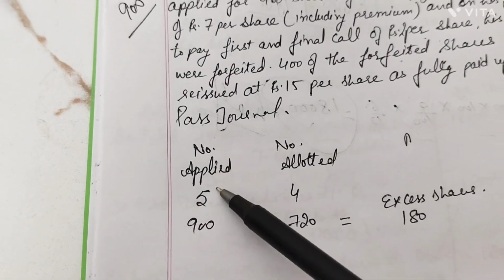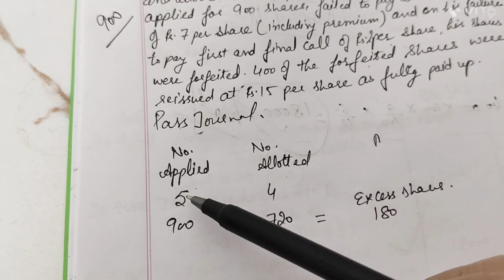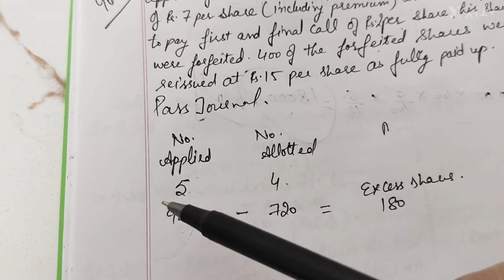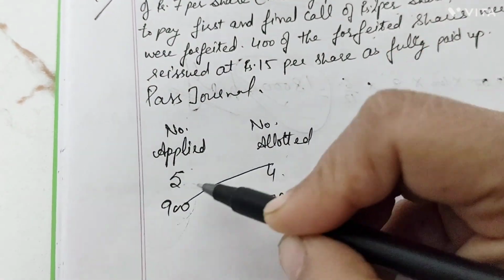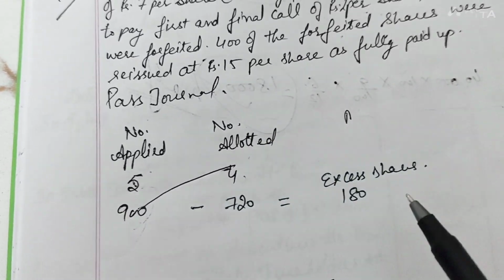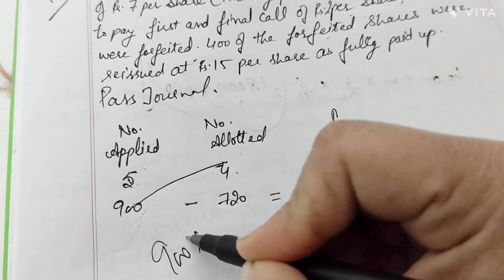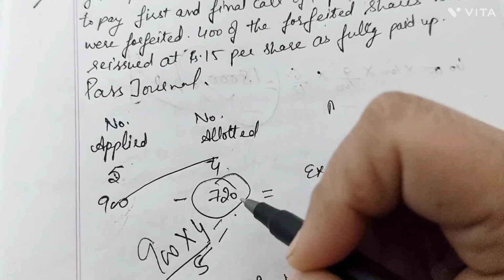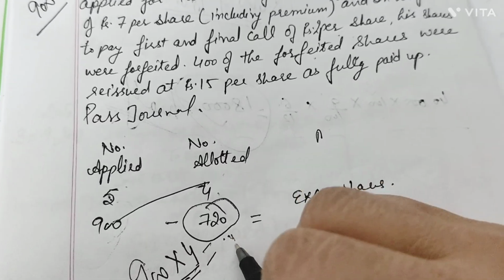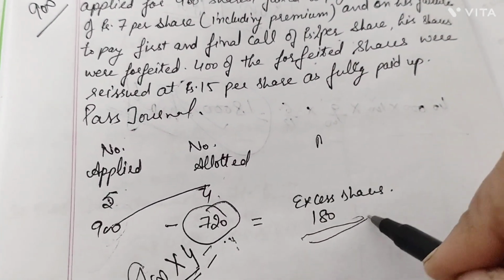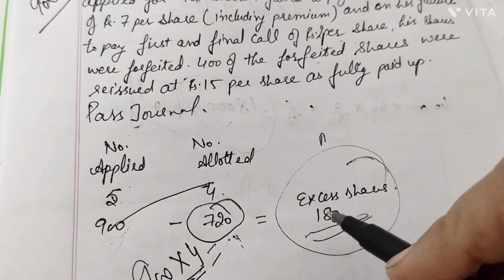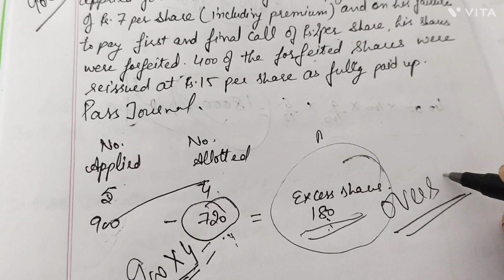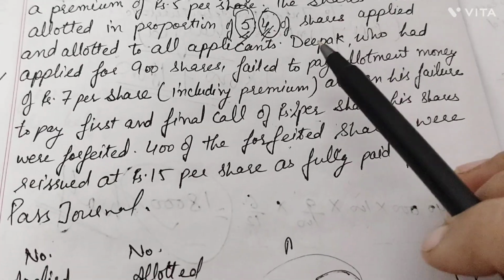Let's see the number of shares applied and the number of shares allotted. The proportion was 5:4 and he applied for 900 shares. So 900 into 4 divided by 5, which is 720 shares, is what he was actually allotted. So how many excess shares had he applied for? That is 180. For these 180 shares, the issue was oversubscribed for Deepak. Now, next, go to the question.